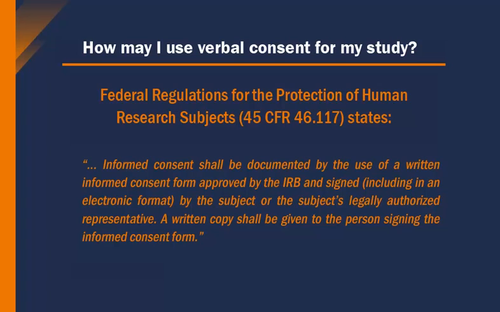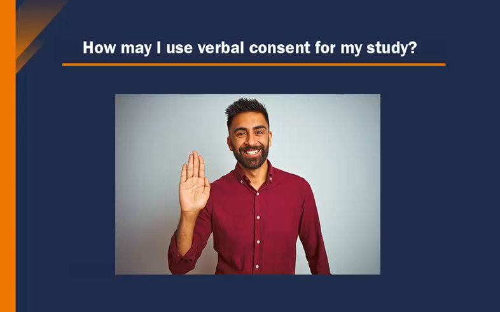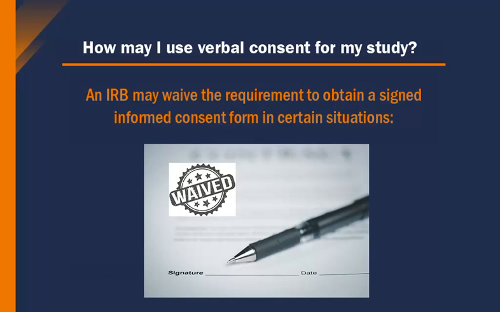Most researchers are aware of the section of the federal regulations for the protection of human research subjects that states informed consent shall be documented by the use of a written informed consent form approved by the IRB and signed by the subject. So frequently when researchers find out that verbal consent exists for human subject research studies, the first thing they do is contact the IRB and say, "Hi, how can I get this for my study?" An IRB may waive the requirement to obtain a signed consent form in certain situations.